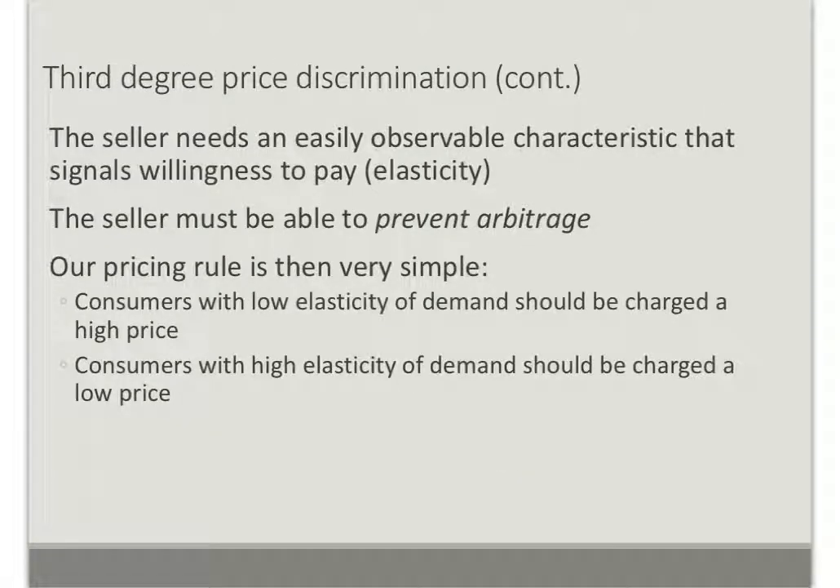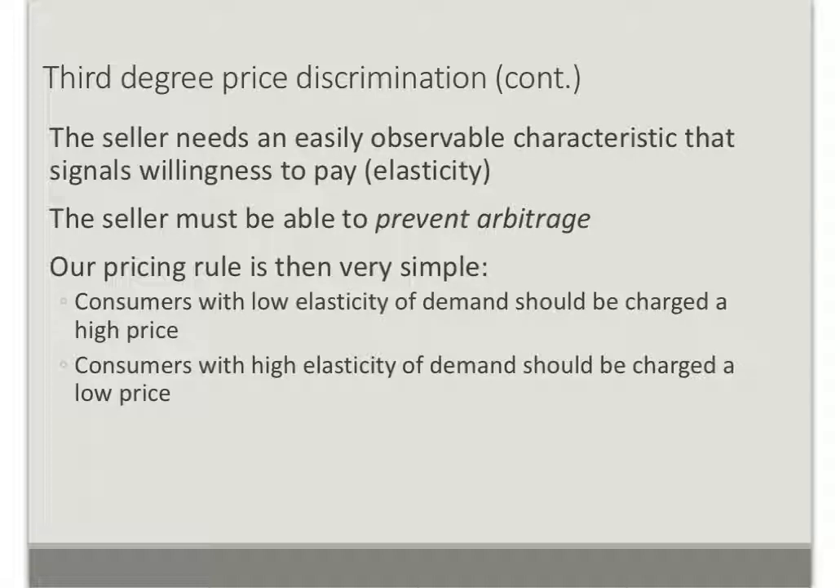Okay, so what do we need for third degree price discrimination? The seller needs an easily observable characteristic that signals willingness to pay. So you have to show a student ID to get the student price. You have to look under 10 to get the kid's price, whatever it happens to be. And then the seller has to be able to prevent arbitrage. They have to be able to prevent the low price group from buying it and reselling it to the higher price group. And they can do that by printing things on tickets, or just preventing, like if you order a kid's meal, it has to be the kid eating it. You can't just hand it over to the adult.